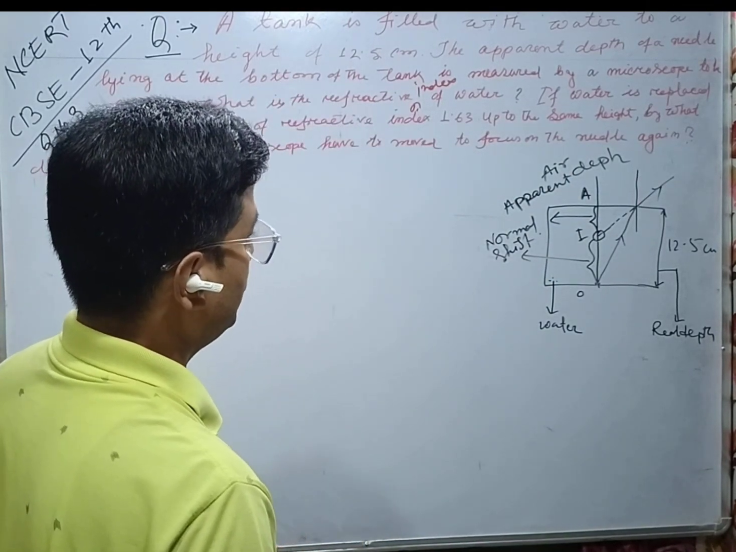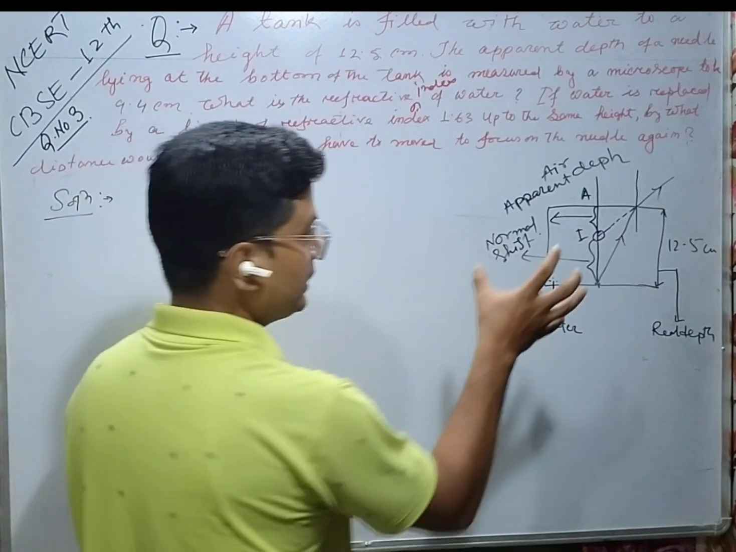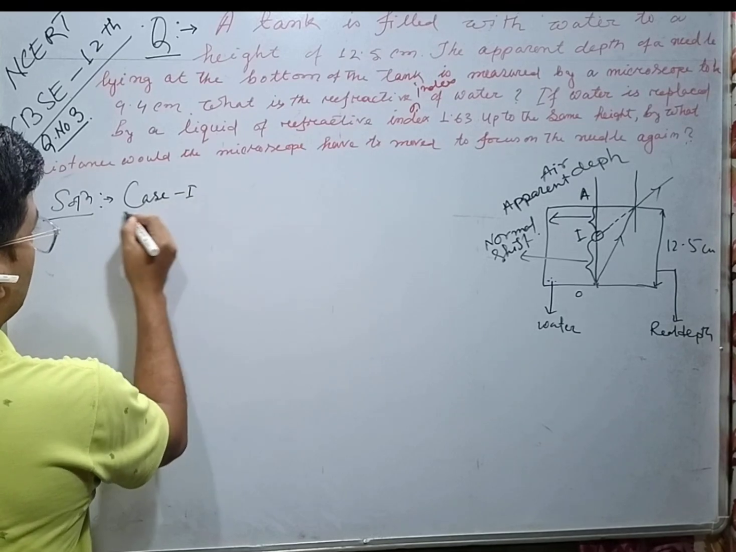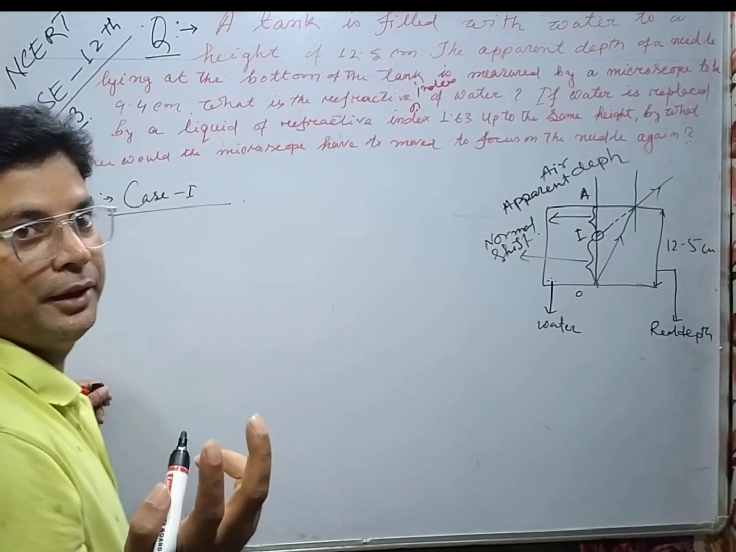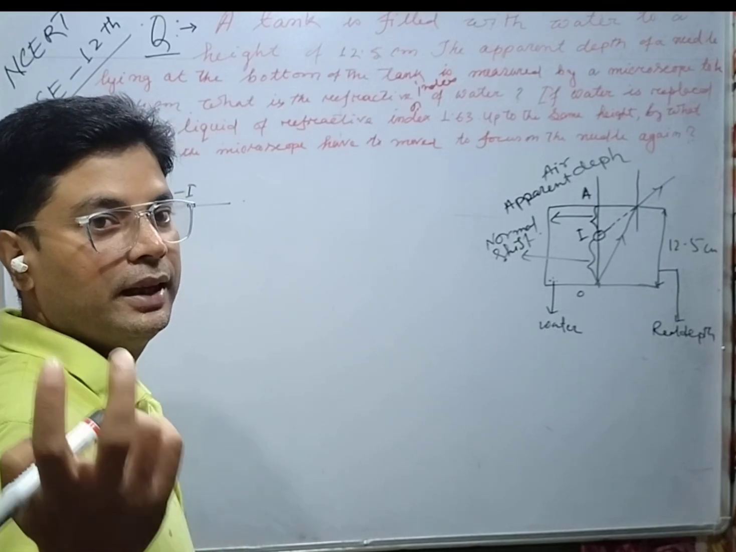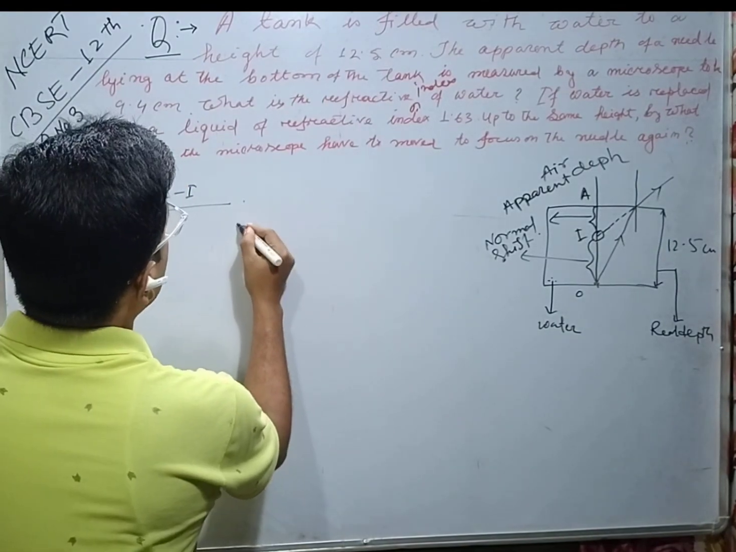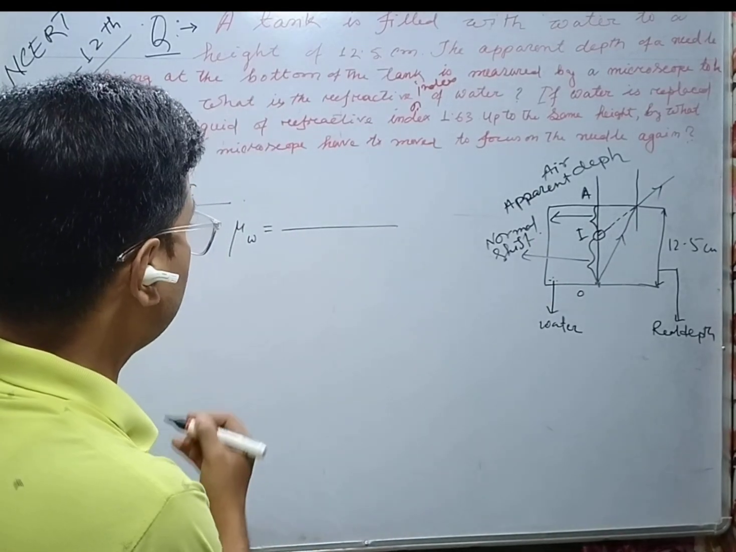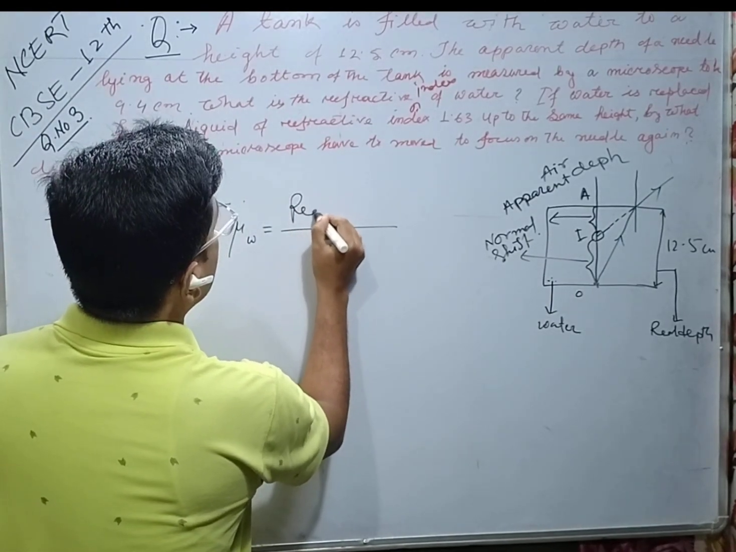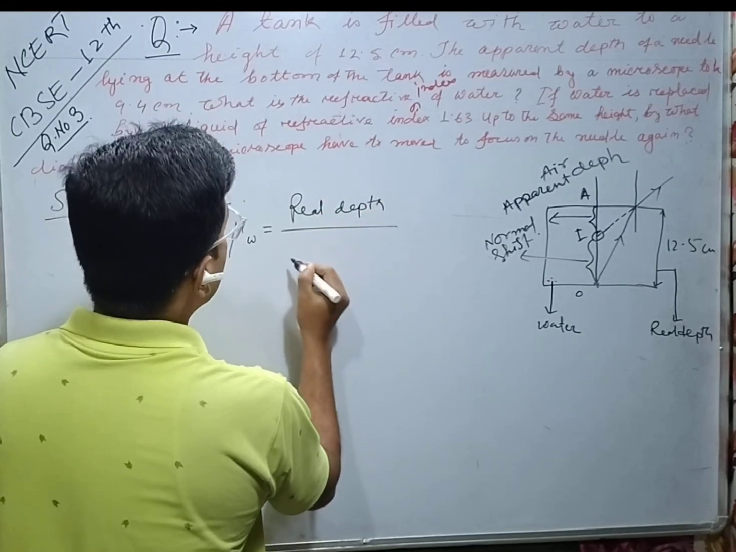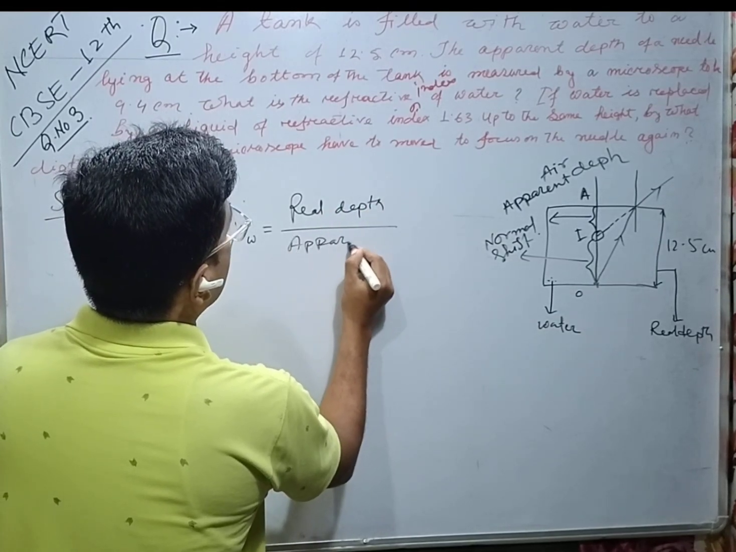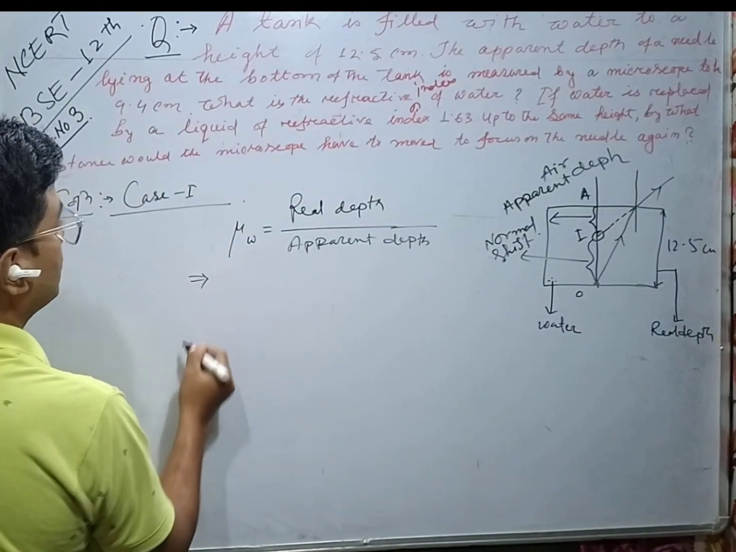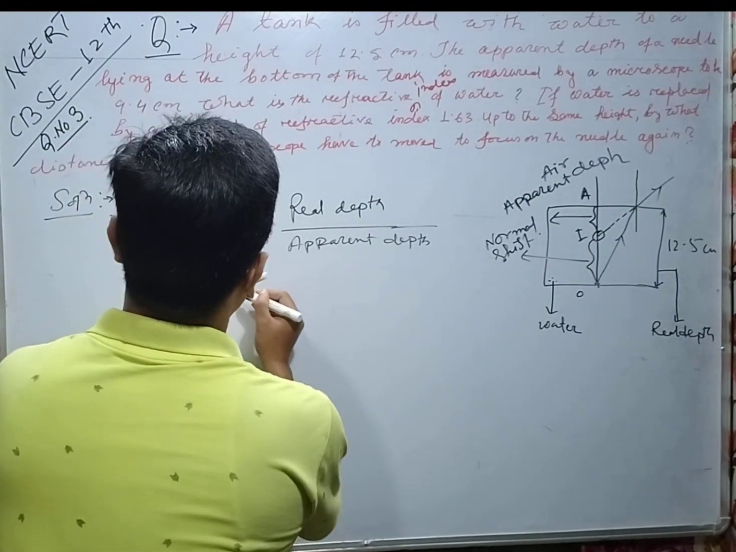Now I am going to solve this problem using this figure. Case 1. This problem has two cases, therefore I will use the first case and second case to solve it. Refractive index of water is equal to real depth by apparent depth.